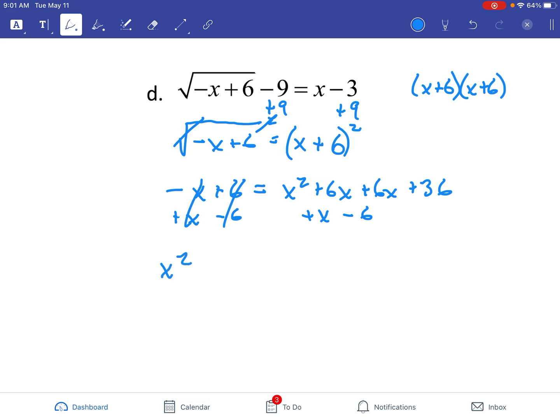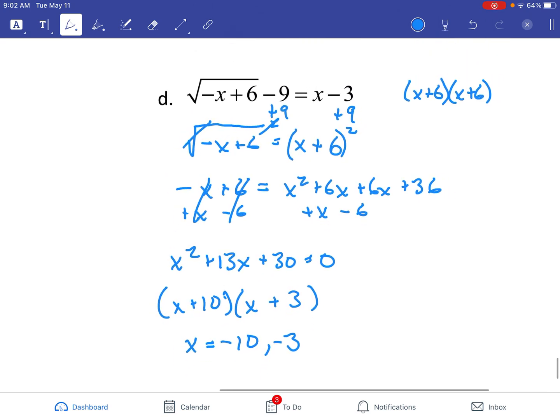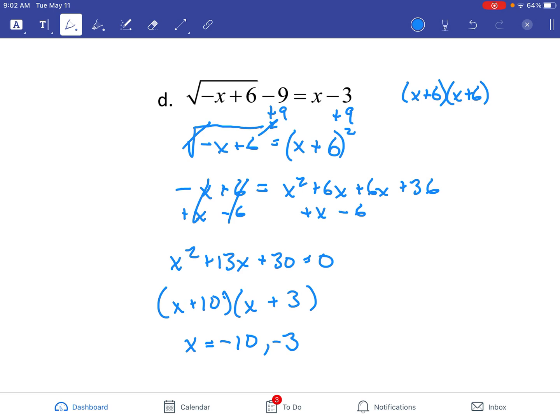So I just have x squared. 6x plus 6x is 12x plus 1x is 13x. And then 36 minus 6 is 30. So two factors that multiply to give you 30 but add up to give you 13 are positive 10, positive 3. So x will equal negative 10 and negative 3. Again, you got to check your answers for these problems because it is a radical equation.